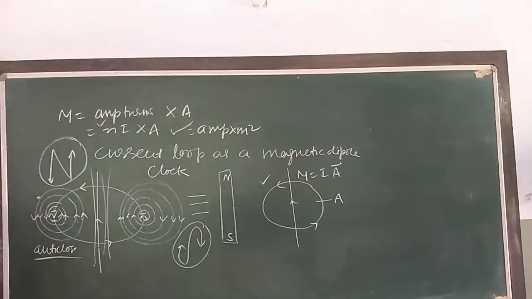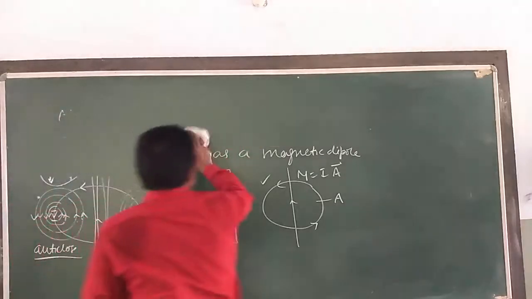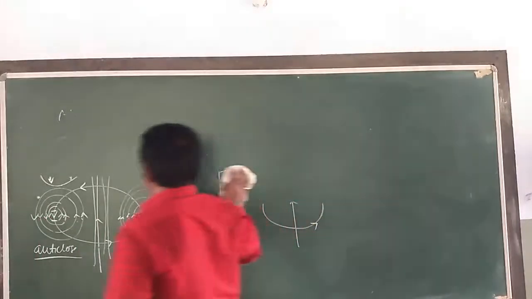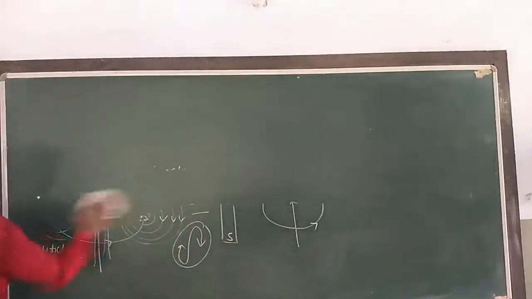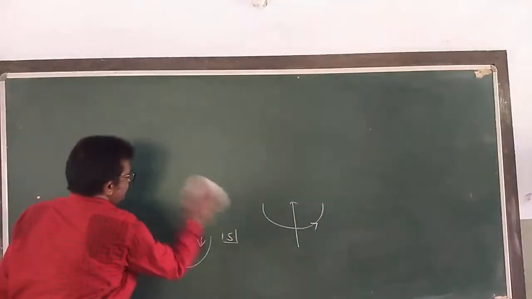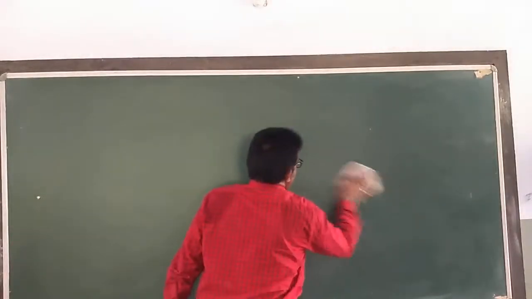So my dear children, you see this current loop is a magnetic dipole. Now one more small article: bar magnet as an equivalent solenoid, that we are going to see.